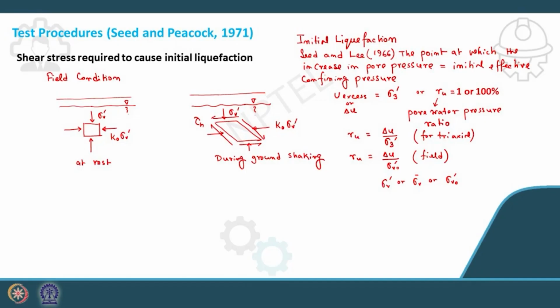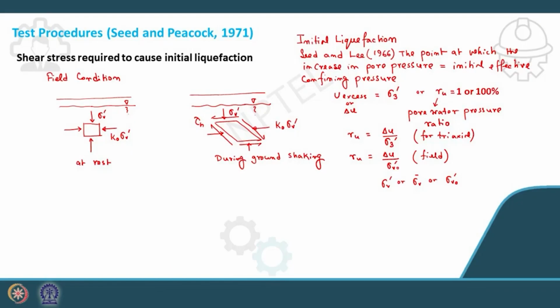And in the initial liquefaction condition, the excess water pressure is equal to the initial effective confining pressure, sigma 3 dash, or Ru is equal to 1. This is Ru. How can you define it? Ru is the pore pressure ratio, or pore water pressure ratio. For triaxial it is del U by sigma 3 dash, or in the field it is del U by sigma V0 dash.